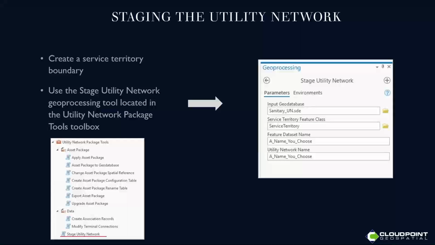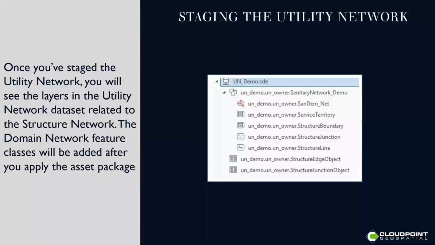When you run the tool, you will input your enterprise geodatabase for the input geodatabase parameter and your newly created service territory boundary for the service territory feature class. The feature dataset name and the utility network name are names that you choose. Once you've staged the network, you're going to see a new utility network dataset with layers related to the structure network only. The domain network feature classes will be added after you run the apply asset package tool.